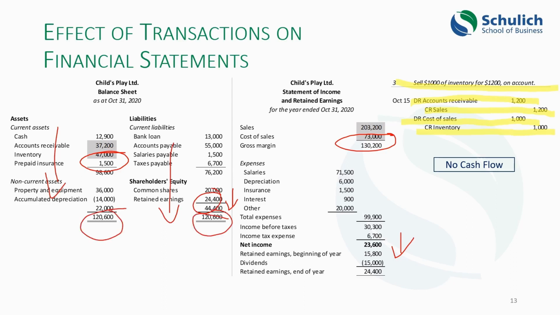This is where things get a little tricky. You have to really pay attention to what happens when you've got changes on the income statement, particularly when you've got expense accounts involved, because they go up, but retained earnings goes down. Once again, we have no cash flow for this transaction because there is no effect on the cash whatsoever.